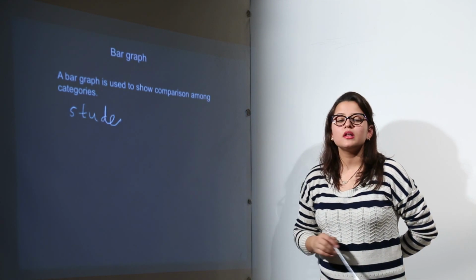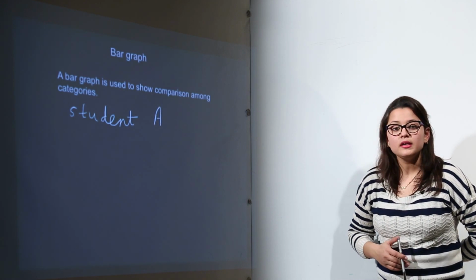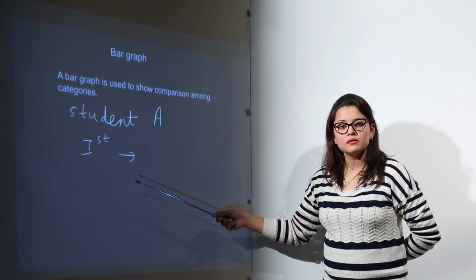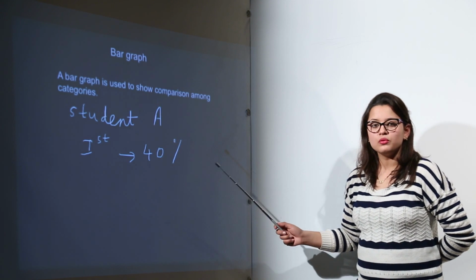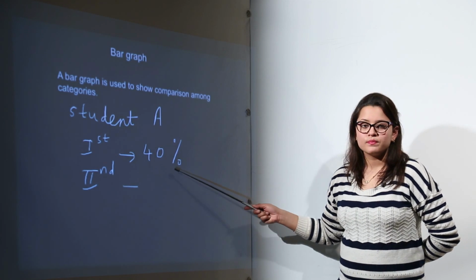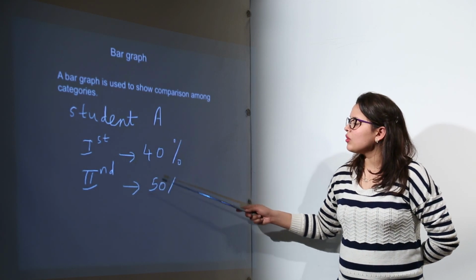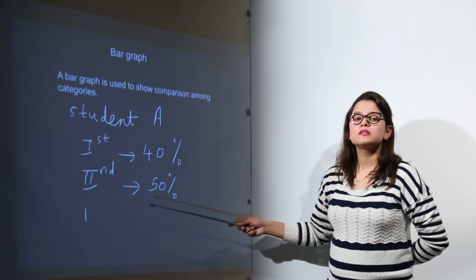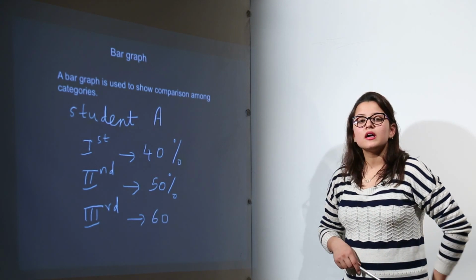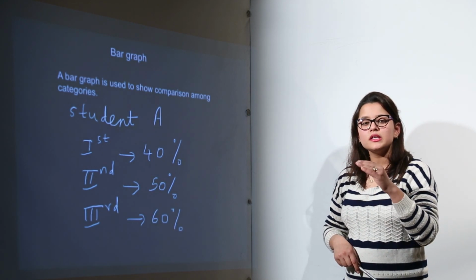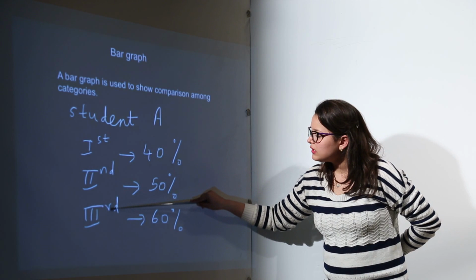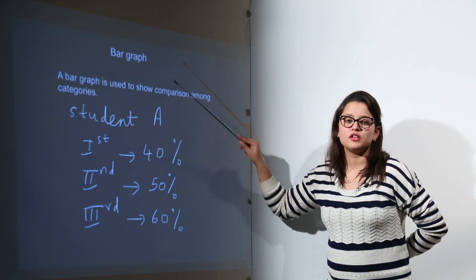Now I am taking up an example to show you how bar graphs are made. I have taken student A, whose first term marks, second term marks and third term marks will be given to me. For example, the first term marks for student A were 40%. For the second term, student A secured 50% marks, and in the third term, student A secured say 60% marks. These are the values given for student A's marks in different terms. Now I am going to compare his marks in all three terms using bar graph representation.